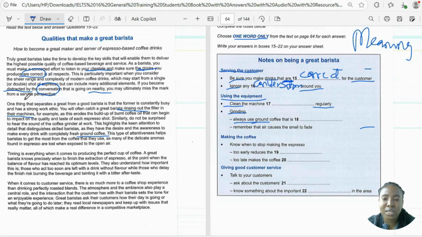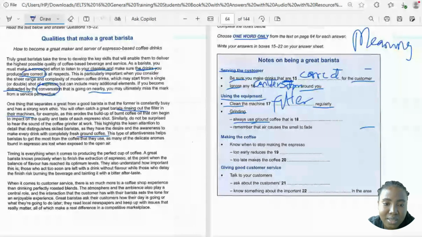Okay, so what do they clean regularly based on this statement? Like I said, focus on meaning. It's the filter. Rinsing out is a paraphrase for cleaning. And so we'll say the right word is filter. Okay, then 18. 18 has to do with ground coffee. It says always use ground coffee that is.